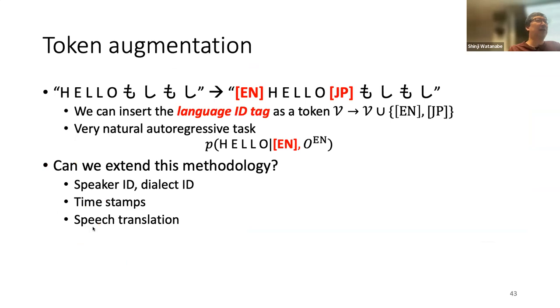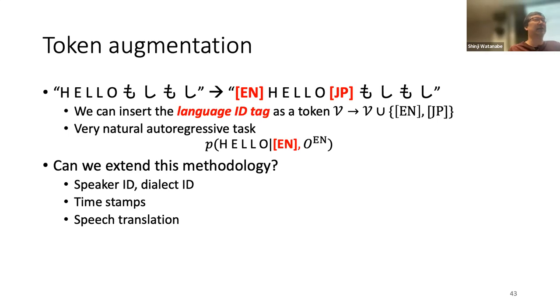And let me discuss a bit more about the token augmentation. As I said, we can just add a special token here. So it can be extended to many other kinds of speech recognition systems. For example, if we know the speaker ID and put it here, we can actually do speaker recognition and speech recognition at the same time.